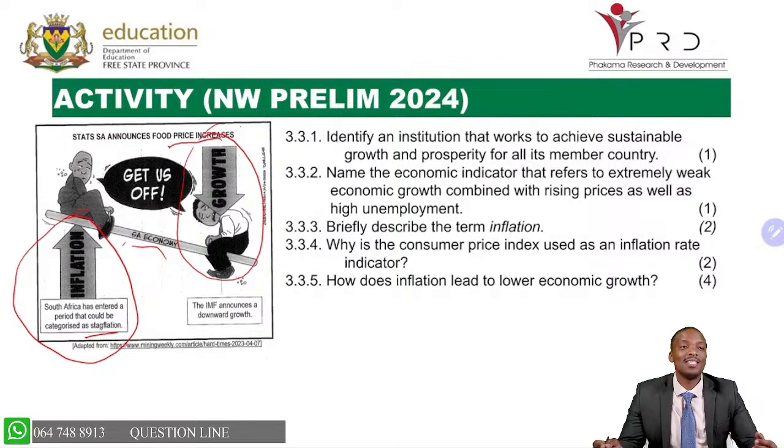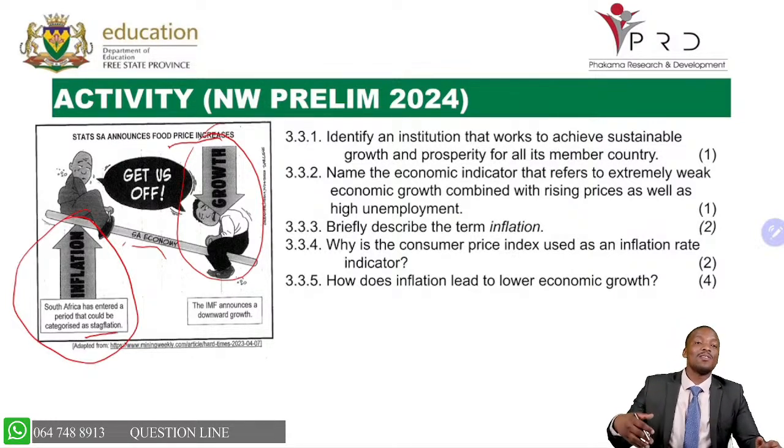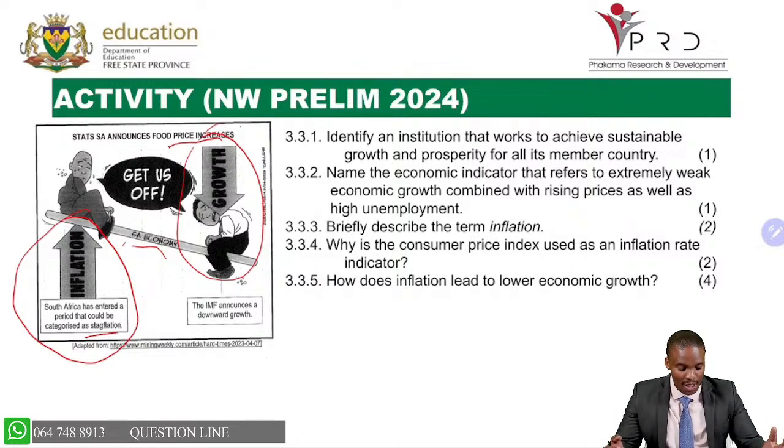While on the other side, the international organization that measures the performance as well as comparison in terms of indicators, which is out of the three that I've mentioned. I mentioned the UN, which is the United Nations. I also mentioned the World Bank, and this one is the IMF, the International Monetary Fund. It also projects that there will be a downward growth in terms of the economy in South Africa. Now let's look at the question therefore.